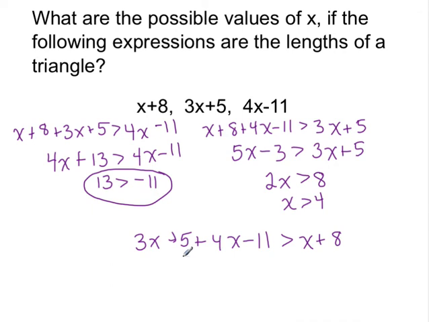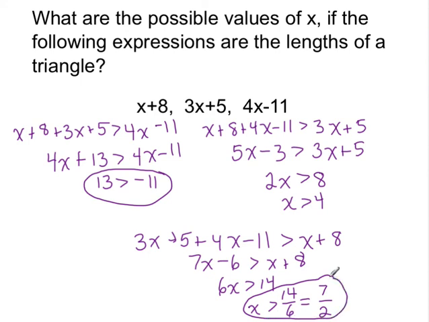Finally, the third inequality, 3x plus 4x is 7x. 5 minus 11 is minus 6. That has to be greater than x plus 8. So subtract x from both sides. That is 6x. Add 6 to both sides. That is 14. Divide both sides by 6. X has to be greater than 14 over 6 or 7 over 2.